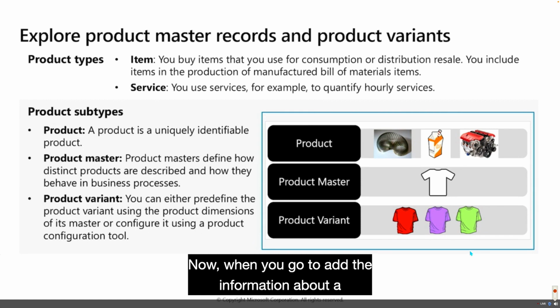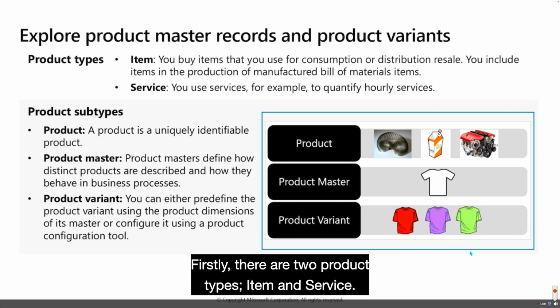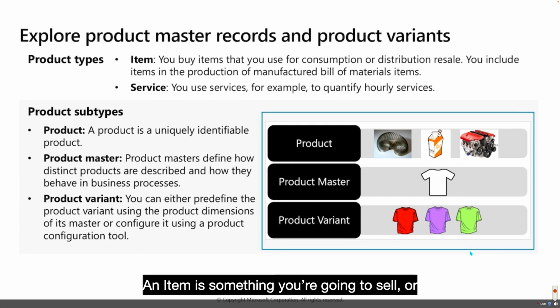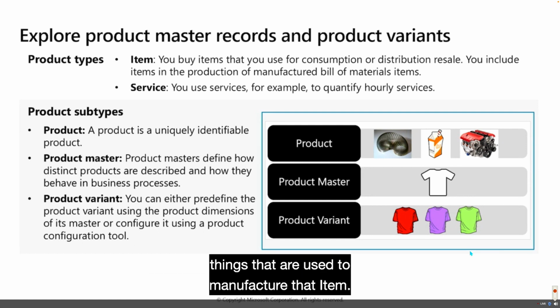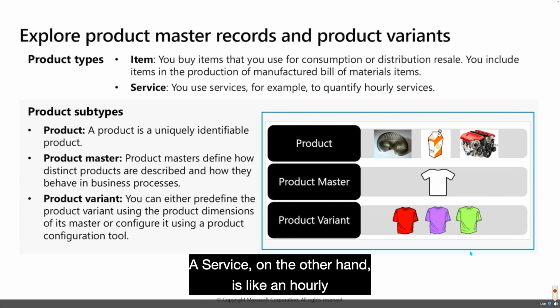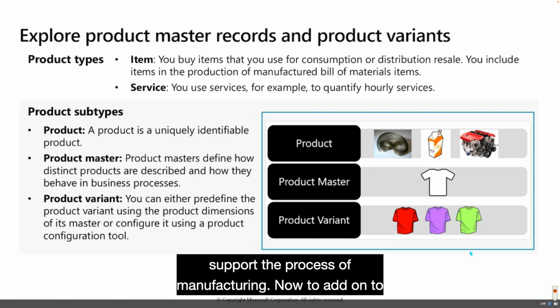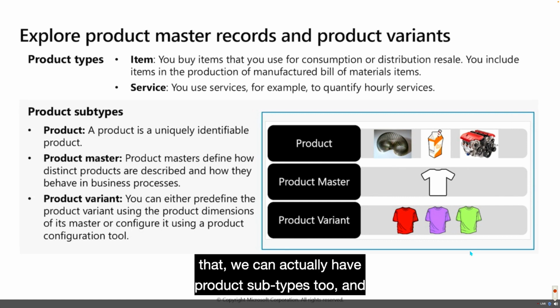Now, when you go to add the information about a product, there are a few terms that you need to get across. So firstly, there are two product types, item and service. An item is something you're going to sell or things that are used to manufacture that item. A service, on the other hand, is like an hourly service or basically something that's there to support the process of manufacturing.